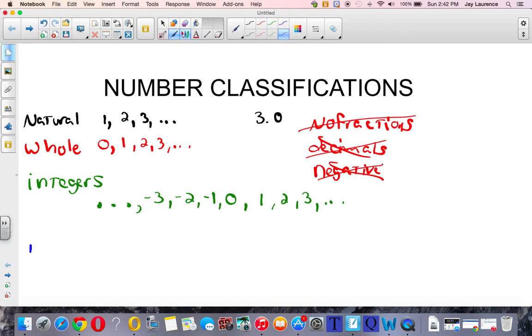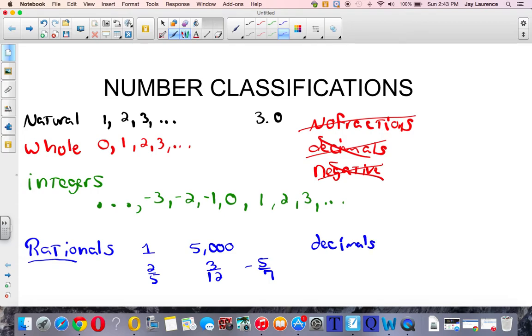The fractions and decimals come into what we call the rational numbers. Rationals, because the root word is ratio, not rat. It's any number that can be expressed as a fraction. So it includes 1, it includes 5,000, it includes 2/5, 3/12, it includes -5/7. It also includes decimals that either end or repeat. A terminating decimal, as it's called, like 2.76, or decimals that repeat, like -1.123 with a little bar above the 3. Those decimals are included with the rationals.